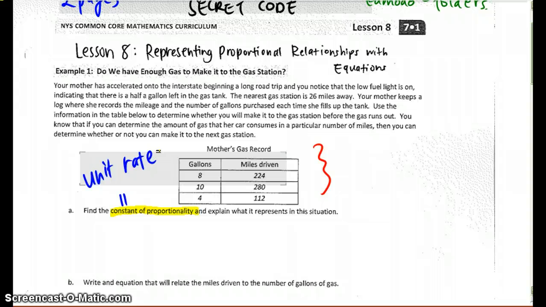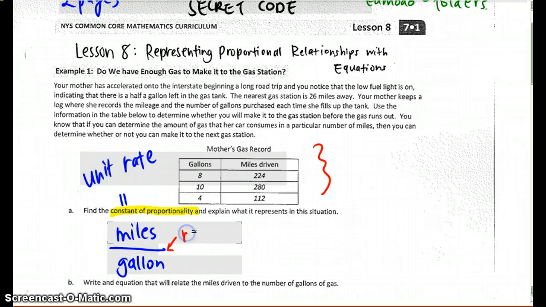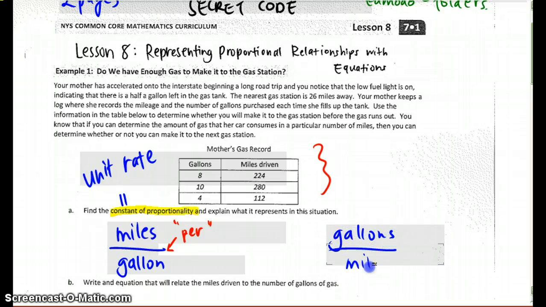If I want to find the unit rate for the mother's miles traveled and the gallons that she used, then I would like to express it in miles per gallon. When we see that fraction bar, we read it as per. Sometimes we might say gallons per mile. Now, which one would make the most sense to us? Should we say it like miles per gallon or gallons per mile? Typically, we like to say MPG, which is miles per gallon, so we'll go with miles per gallon.